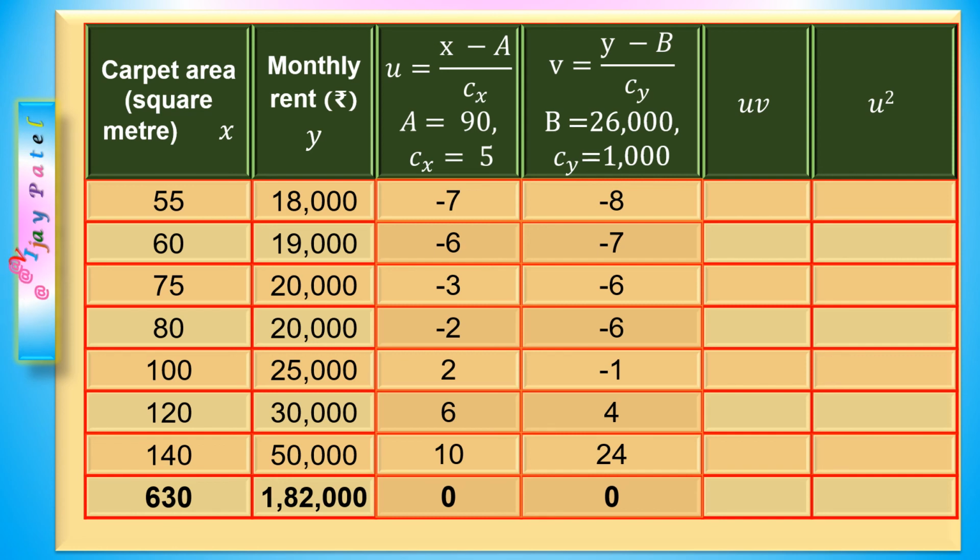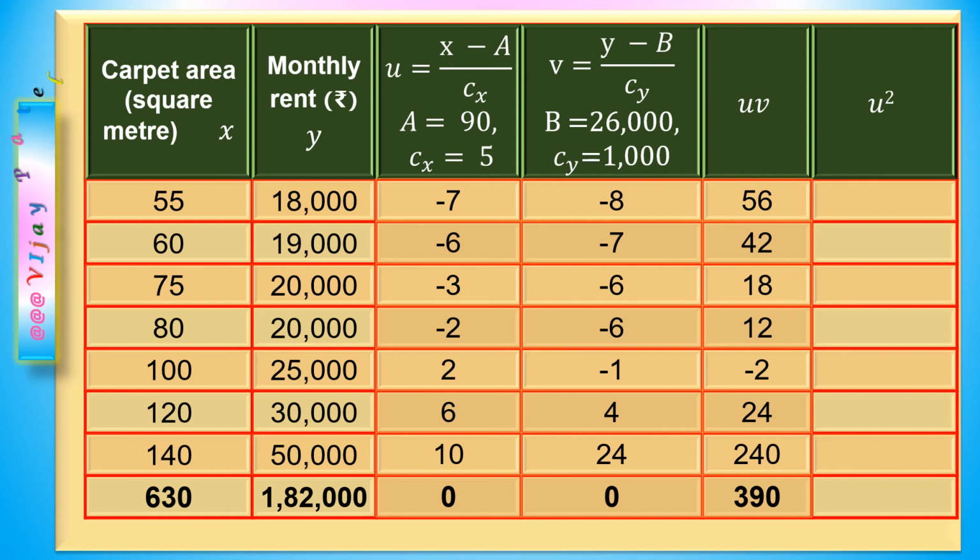uv means multiplication of the third and fourth columns. We get 56, 42, 18, 12, minus 2, 24 and 240. Total is 390. U square means square of the third column: 49, 36, 9, 4, 4, 36, 100 and total 238.